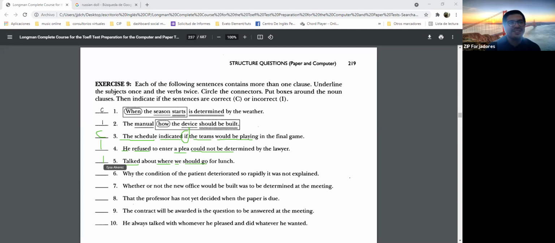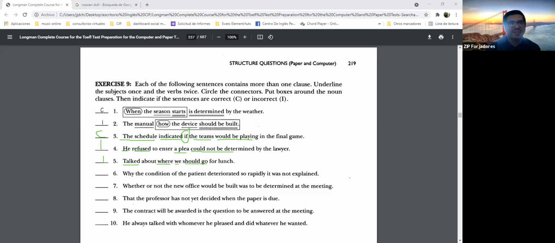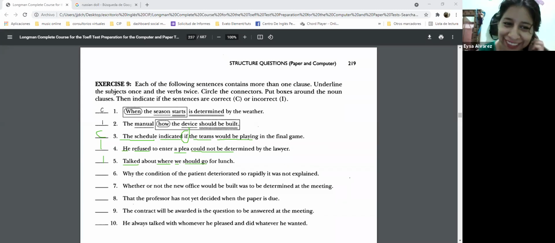Excellent. So you're going to use what? We. Very good. We talk about. Or we talked about. And then you're going to tell me where the noun clause starts and when it finishes. Okay, let me check. I think is here is the first one.